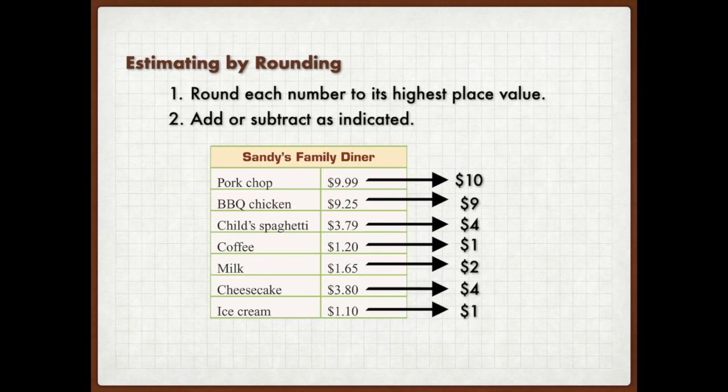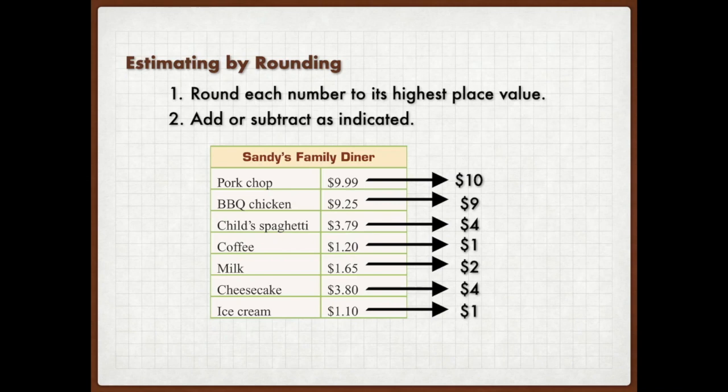So we would have $3.80. Now the coffee. I'm going to underline the 2, circle the 0. Nothing changes. It stays as $1.20. Now we can see that's more exact, and that one was actually correct. It's more exact than the $1. Let's look at the milk. Underline the 6, circle the 5. I'm going to make it more exact, so $1.70.